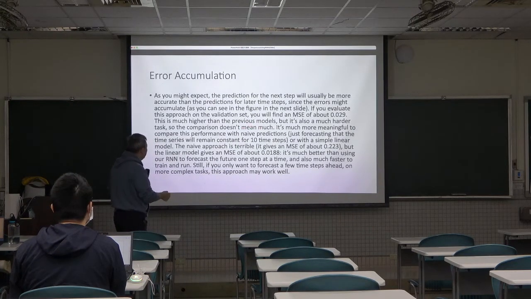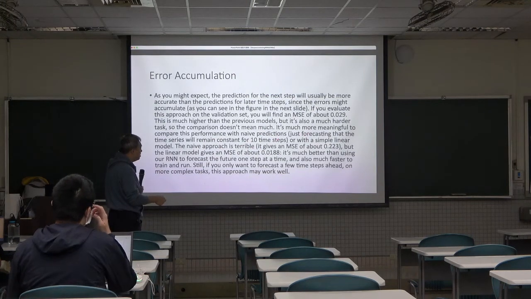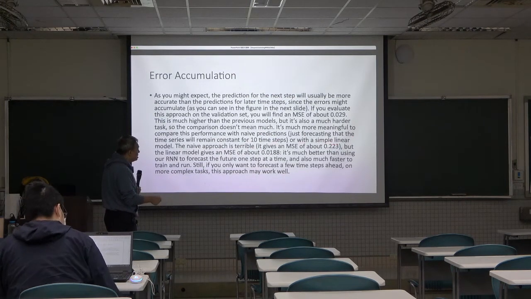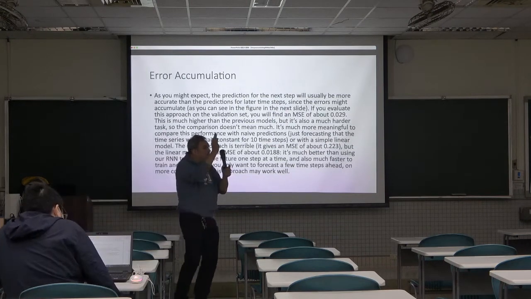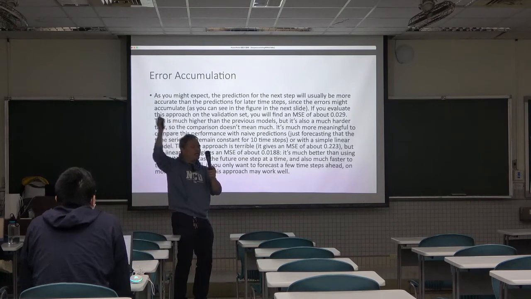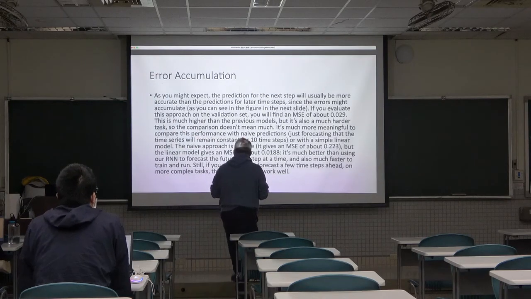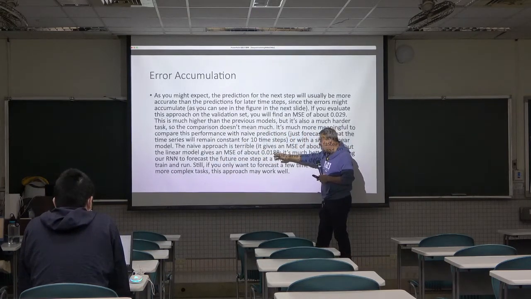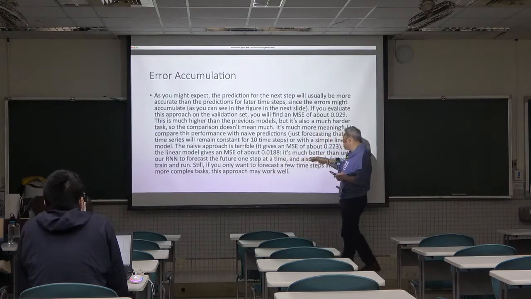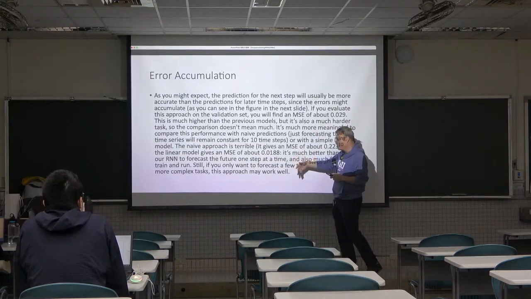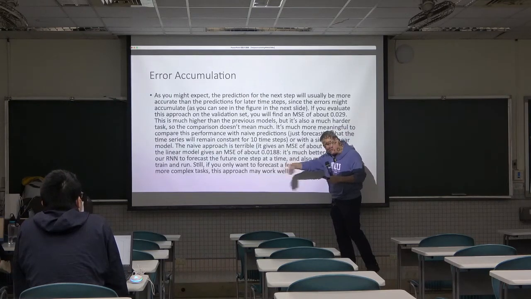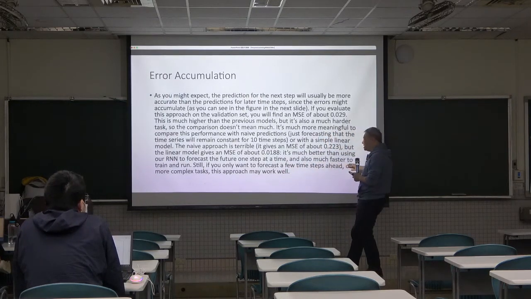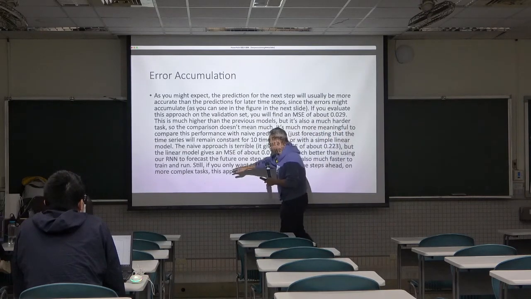What is the performance? The naive approach is terrible. It gives an MSE of about 0.223. This MSE is calculated on the prediction you have for the next 10 time steps. But the linear model gives an MSE of about 0.01188. So the linear model is actually much better than using the RNN to forecast one step at a time, doing this 10 times, and it is also much faster to train and run.